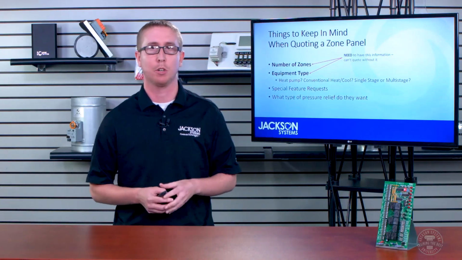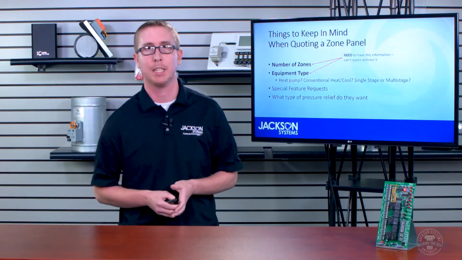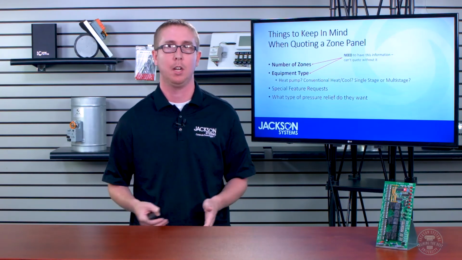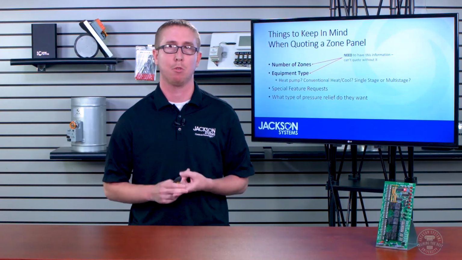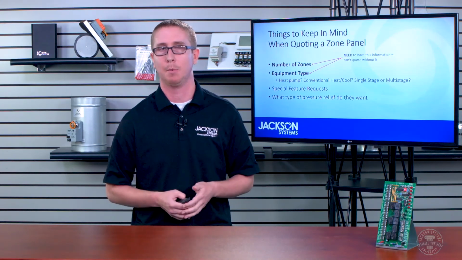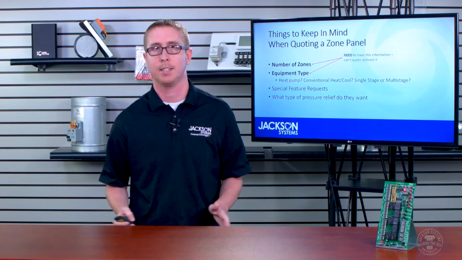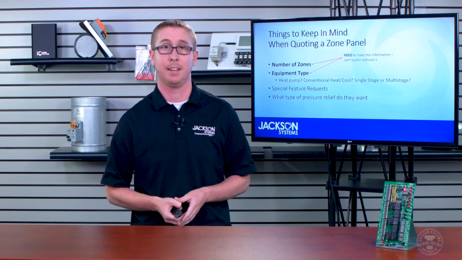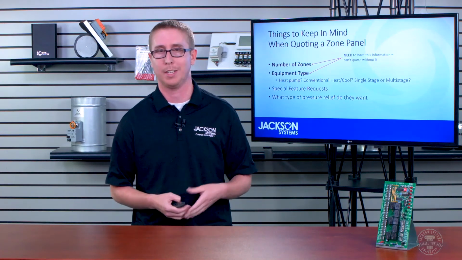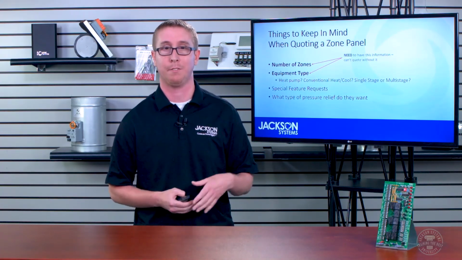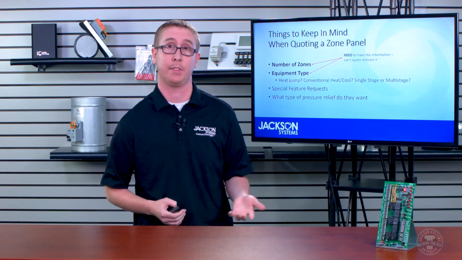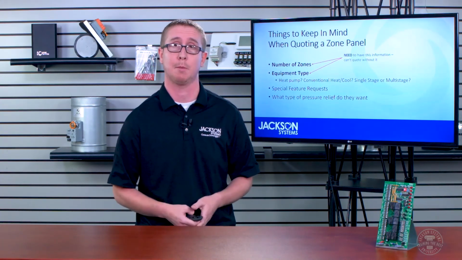Things to keep in mind when you're quoting a zoning panel. The 2 pieces of information you absolutely need before you give us a call and ask for a number: we need to know the number of zones, and we need to know the equipment type. Without those 2 things, it's really difficult for anybody here to give you a good idea of what it's going to cost on the panel. Also let us know any other things, any special feature requests, and any type of pressure relief if they don't want to use a bypass damper, for example, which we'll talk about later.